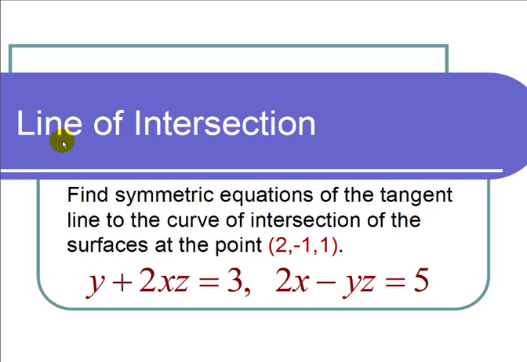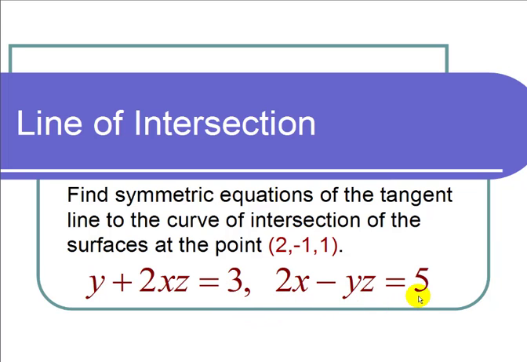This is a video on the line of intersection. The question states, find symmetric equations of the tangent line to the curve of intersection of the surfaces at the point (2, -1, 1). And the surfaces are defined by y + 2xz = 3 and 2x - yz = 5.